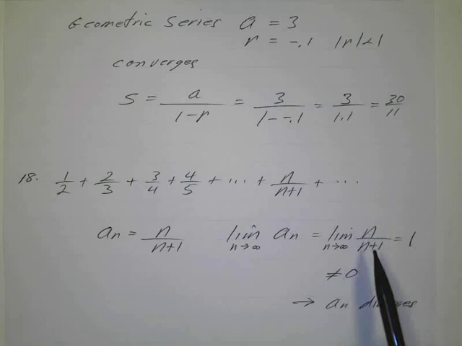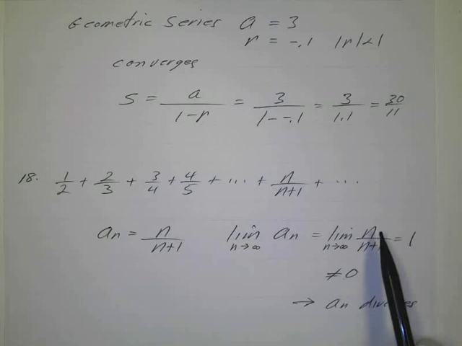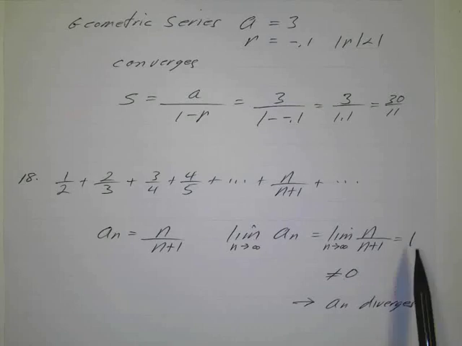I can use L'Hopital's rule because if I put infinity, I get infinity over infinity. If I take the derivative, I get 1 over 1, which is 1. Either way, there's 4 different ways to do it right there. In either way, it's 1. The limit is 1. The limit's not equal to 0, so remember, if the limit's not equal to 0, then it can't converge. So it must diverge.